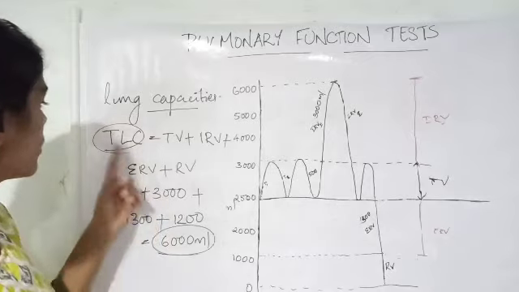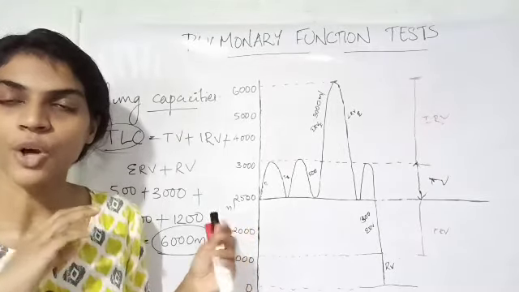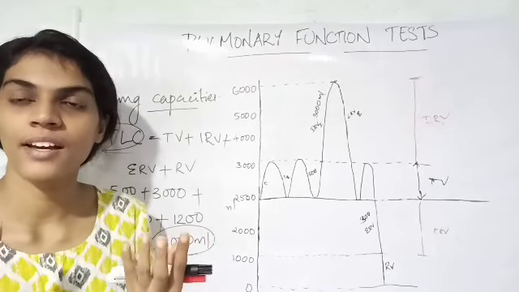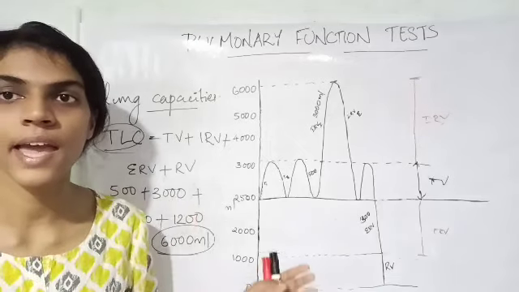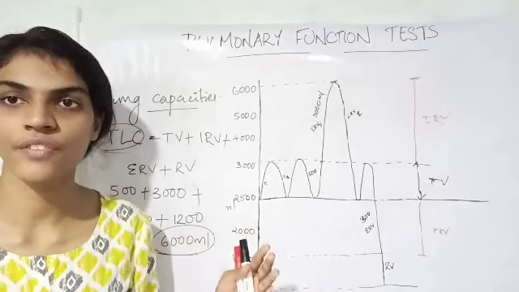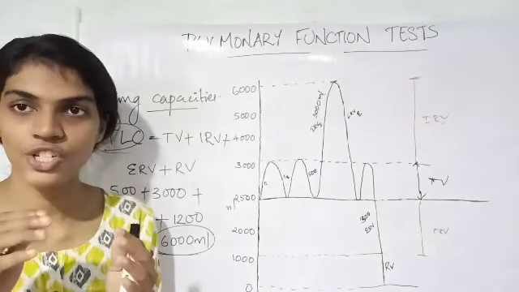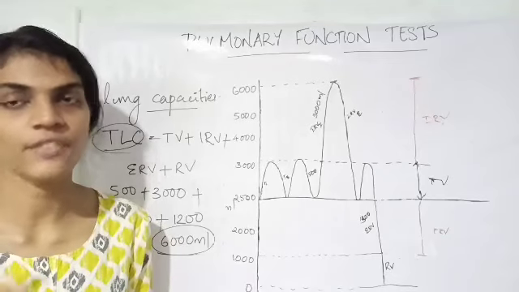So total lung capacity is the total amount of air which the lungs can hold. It includes all the volumes of air inside it. So in short, let me tell you, lung capacities are of 5 types.